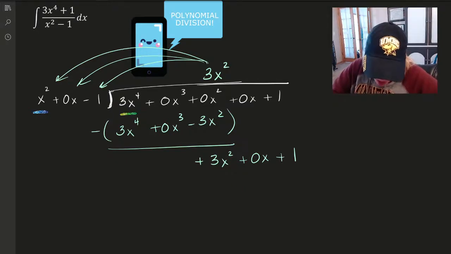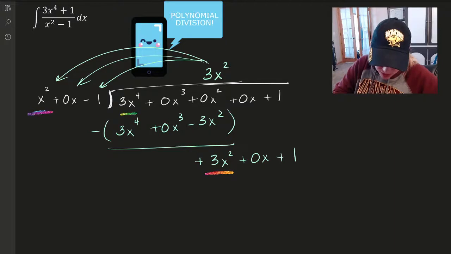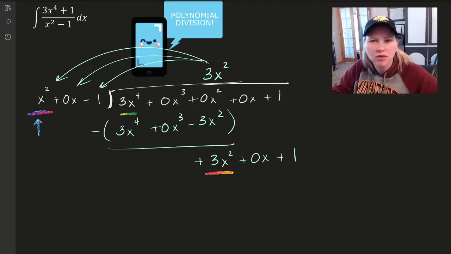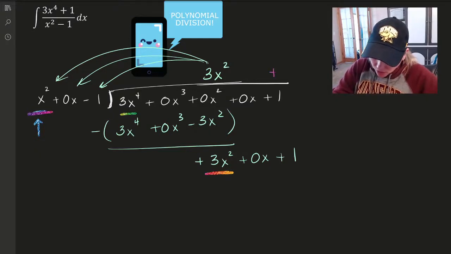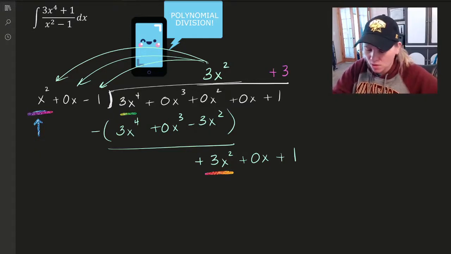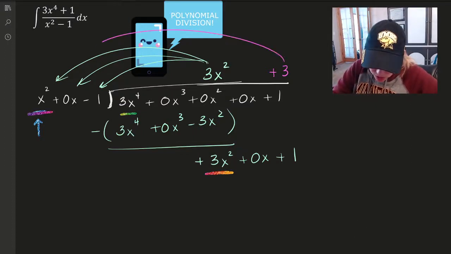So then what I do is I look at this 3x squared and I say, what do I multiply this x squared by again? Always looking at that outside term, that first term. What do I multiply with that to make 3x squared? Well, the answer is easy. It's 3. And I'm going to line it up over here above my constant. So I'm going to have a 0 here. So then I'm going to do some multiplication again.